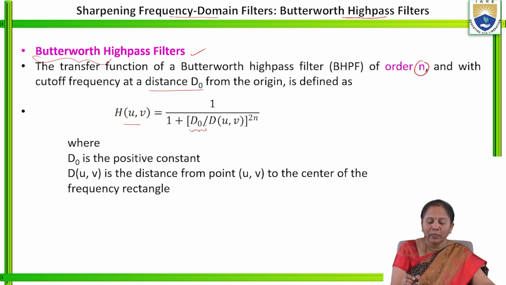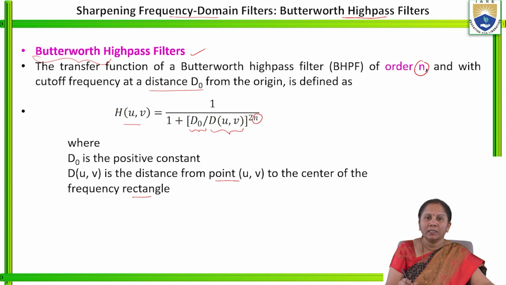Here D naught represents the cutoff frequency and it is a non-negative value. That means it is a positive value which is constant. And D of u comma v is the distance from the point u comma v to the center of the frequency rectangle. Here we can observe there is n. This n represents the order of the filter, that is the order of the Butterworth filter. The order of the filter may be 1, 2, 3, and so on.